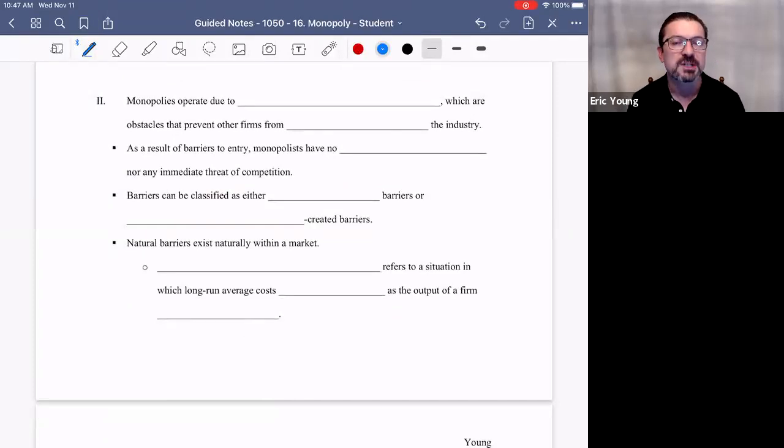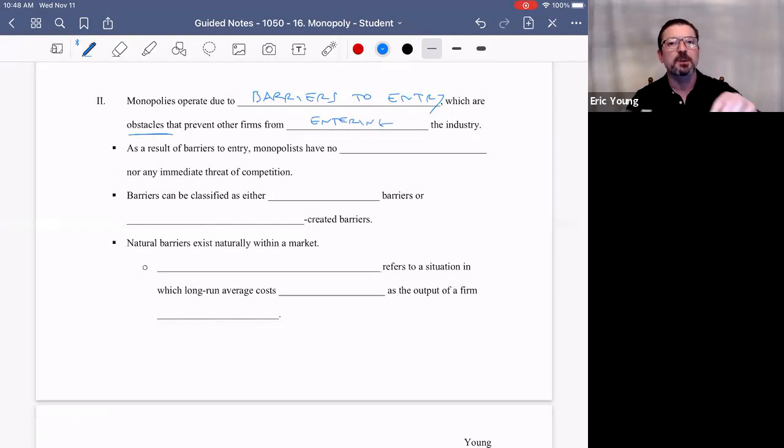One of the first things you have to understand when it comes to monopoly is why they exist. In other words, how does the monopoly become the monopoly? How does the monopoly stay the monopoly? And the real critical takeaway here is that monopolies operate and emerge due to what we call barriers to entry. Now, we've studied this and discussed it a little bit before. We'll go into some more detail now. But monopolies exist due to what we call barriers to entry. You can think of these barriers to entry effectively as obstacles that prevent other firms from entering into the industry.